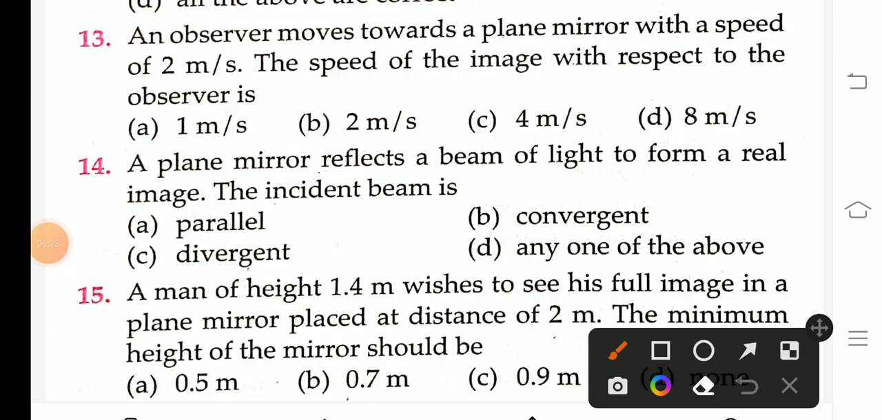Next, an observer moves towards a plane mirror with a speed of 2 meters per second. The speed of the image with respect to the observer is... Right answer option C, 4 meters per second. A plane mirror reflects a beam of light to form a real image. The incident beam is... Right answer option B, convergent.